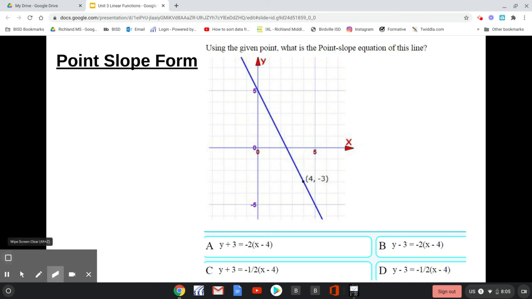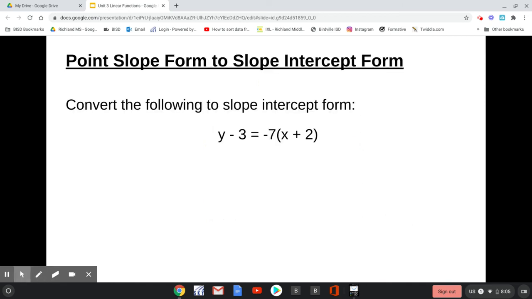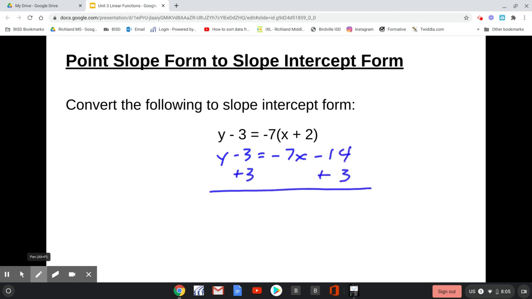Okay, the next one is convert the following to slope-intercept form. Okay, we can do that. So we need to take out the parentheses first. So we have y minus 3 equals -7x minus 14. Now we can move the 3 over. And we have y equals -7x minus 11.